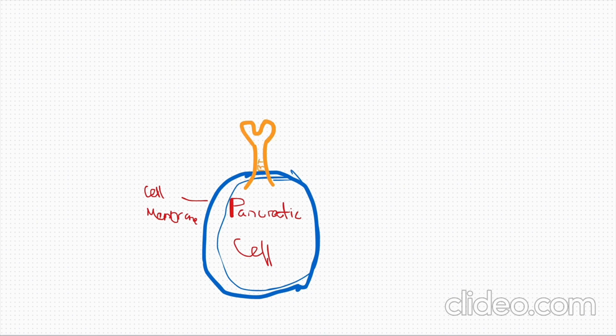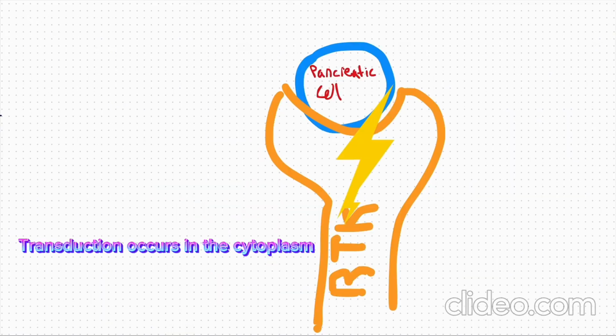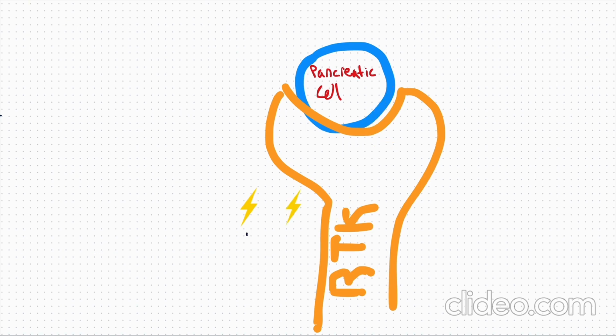The receptor involved in this pathway is a receptor tyrosine kinase, or RTK. It sits on the surface of the cell, and when the growth factor binds to it, the RTK becomes activated. This is the start of the reception phase of signal transduction. Once the receptor turns on, it activates several major signaling pathways inside the cell.